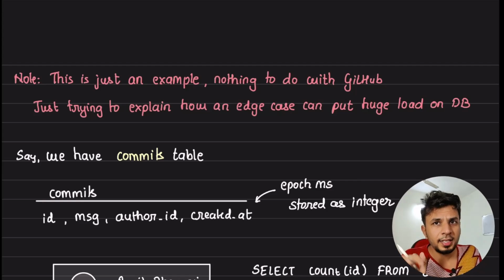Again, a disclaimer: this is just an example, nothing to do with GitHub. I'm just trying to explain how an edge case can put a huge amount of load onto a database.